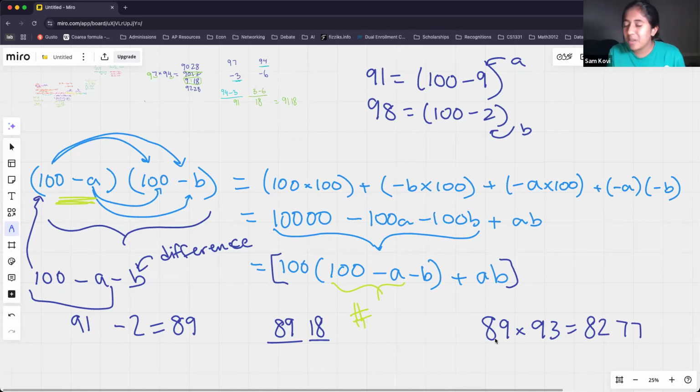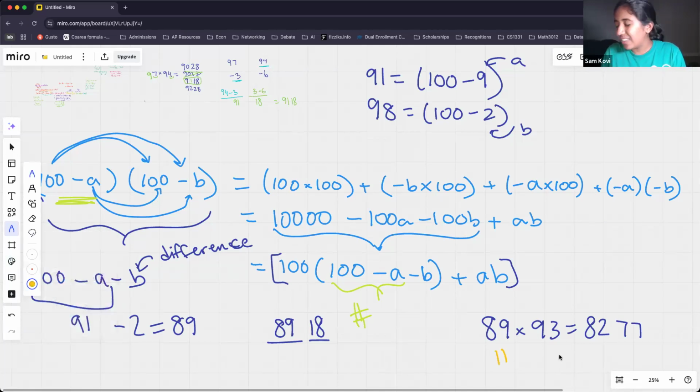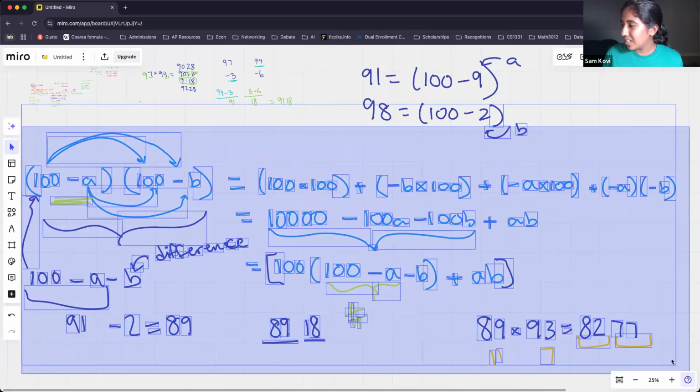Okay, so the difference from 100 and 89 is 11. Actually, let me write this difference in a different color just so that you guys are able to tell. So this is 11. And then from 93 to 100 is 7. So if I do 89 minus 7, I get the first two digits of 82, and then I multiply my differences. So 11 times 7 gives me 77. So putting those together, I get my final answer of 8277. Okay, awesome. So that is how you multiply numbers that are close to and less than 100.